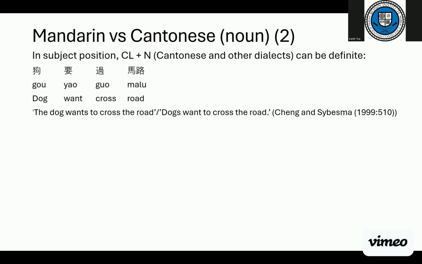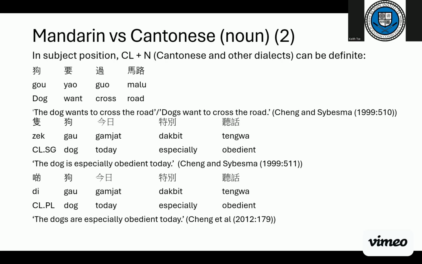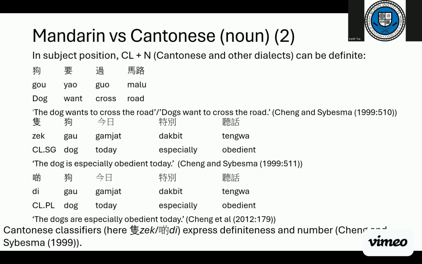to cross the road. In Cantonese, however, we would use the classifier, either in the singular or in the plural. So, 隻狗今日特別聽話, or 啲狗今日特別聽話. So, the dog or the dogs are especially obedient today. So, again, following Cheng and Sybesma's famous arguments, Cantonese classifiers, here 隻 and 啲, express definiteness and number in examples where the classifier is the head of the noun phrase.